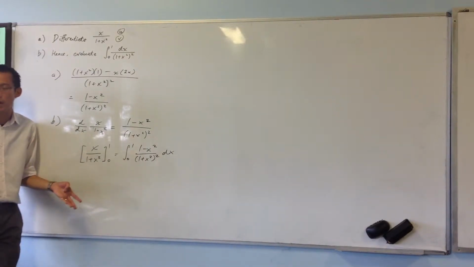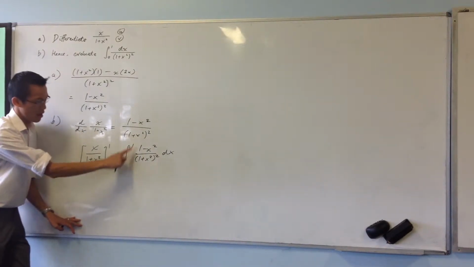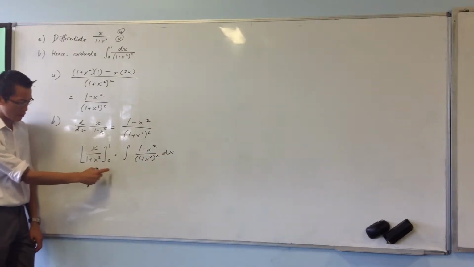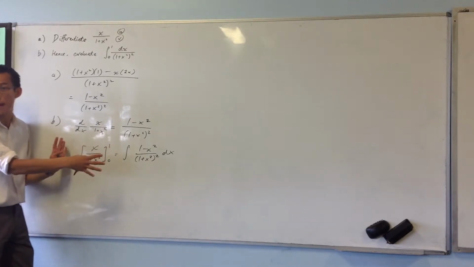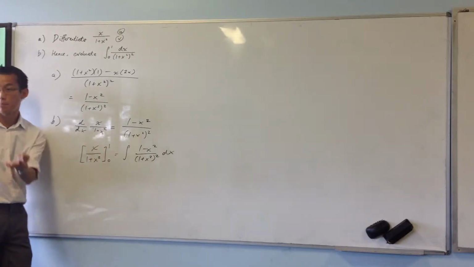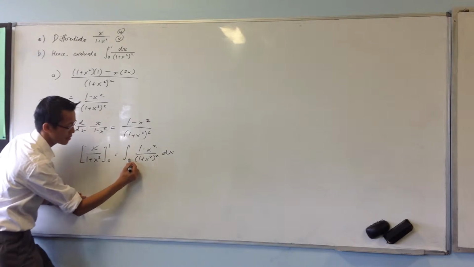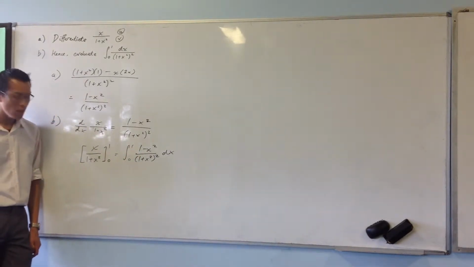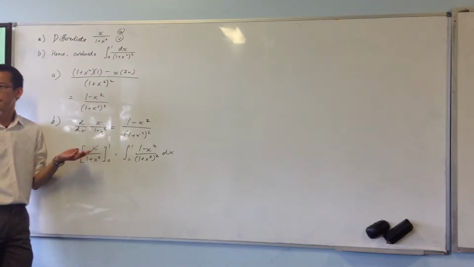Okay, if I don't evaluate it, if I just do the indefinite integral, what difference would it make? You lose these boundaries, you lose the 0 and the 1 in square brackets, you have x on 1 plus x squared plus the constant of integration, okay? But since it's a definite integral, I don't have to worry about the constant. Okay. Right, now what?